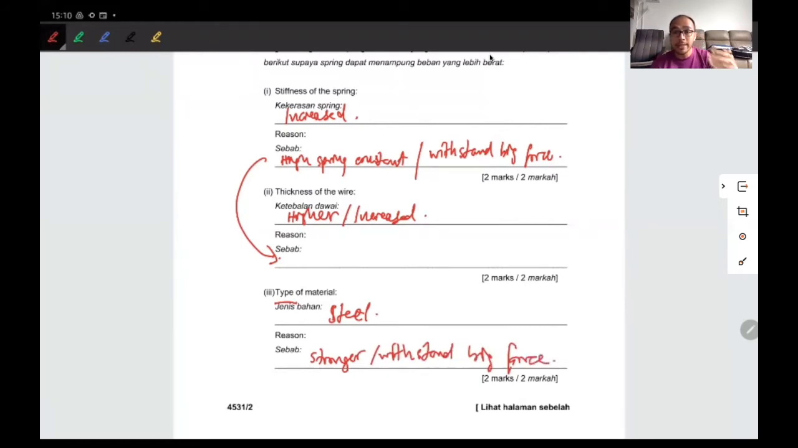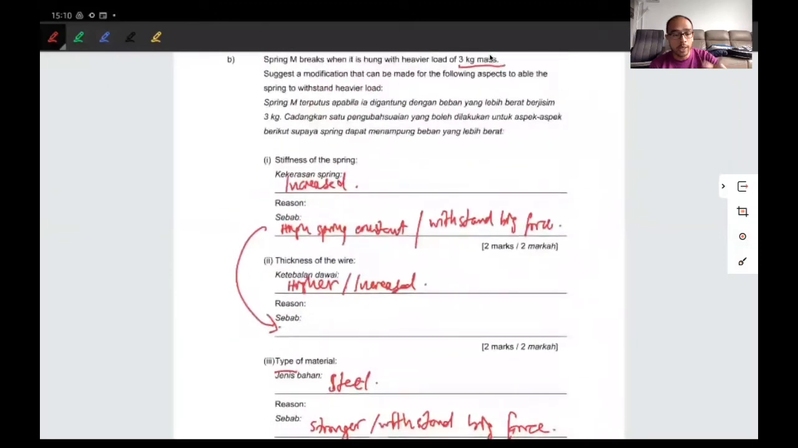So all this, when you increase the stiffness, when you increase the thickness of the wire, when you change the material of the spring, actually all that you're doing is increasing the spring constant. Because as I said just now, when you increase the spring constant, you are increasing its ability to withstand a higher force or weight. That is actually the important point.